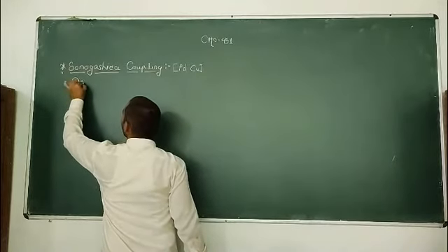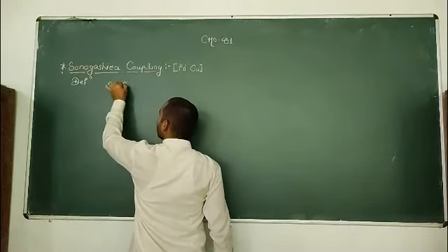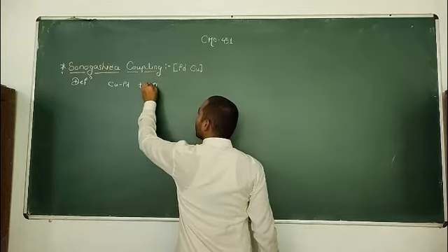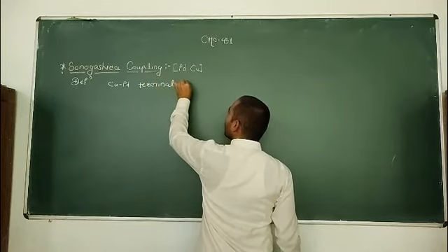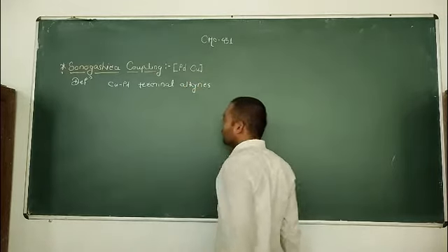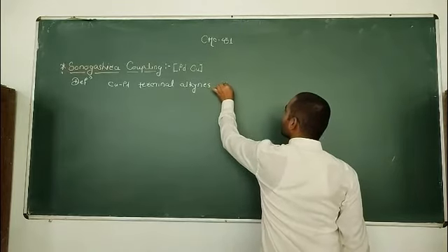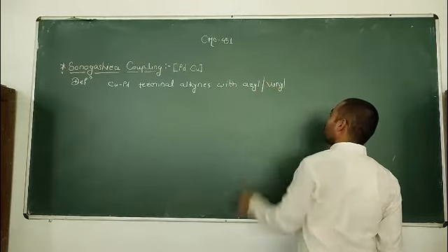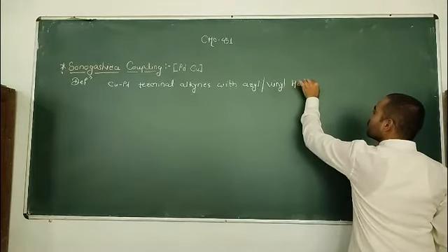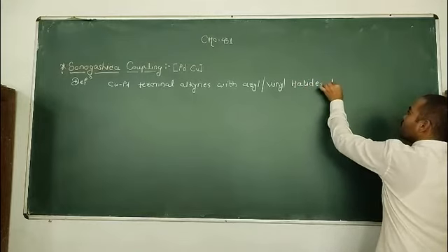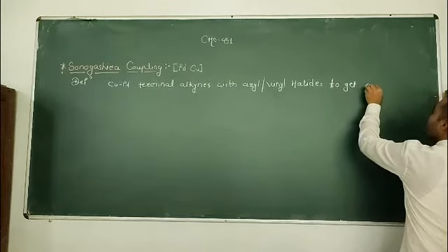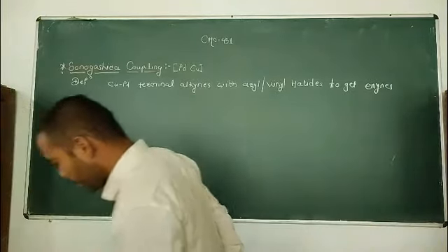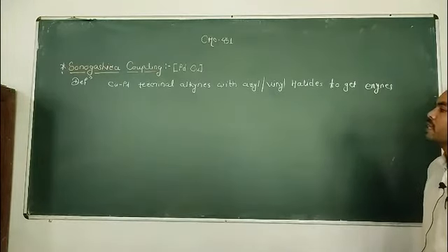The definition of this reaction: a copper as well as palladium catalyzed coupling reaction between terminal alkynes with aryl or phenyl halides to get enynes, meaning a substituted carbon-carbon triple bond, is referred to as the Sonogashira coupling reaction.